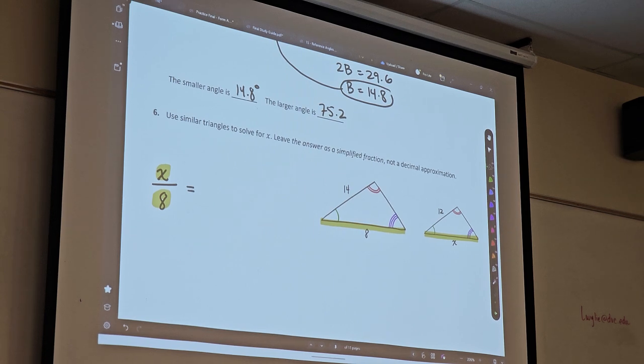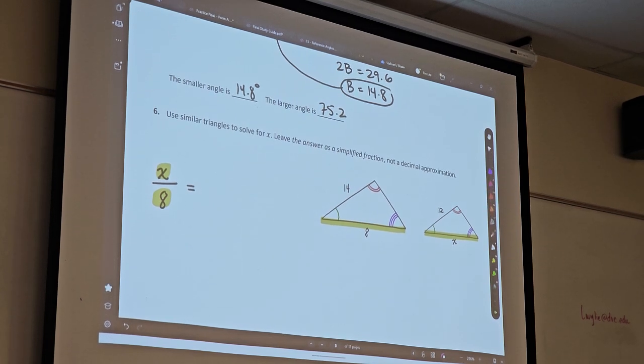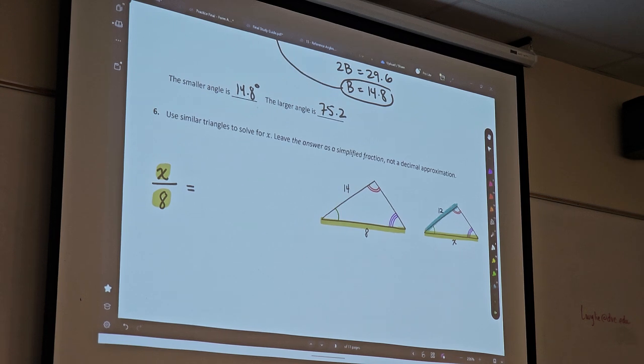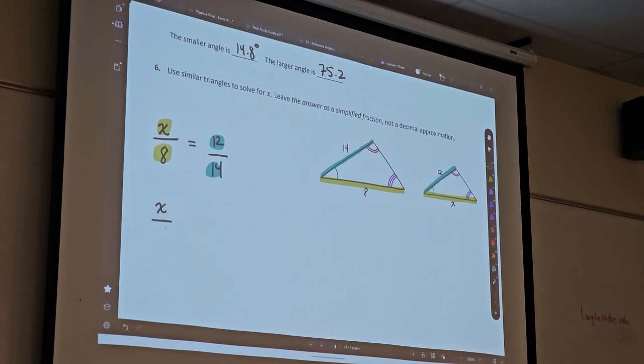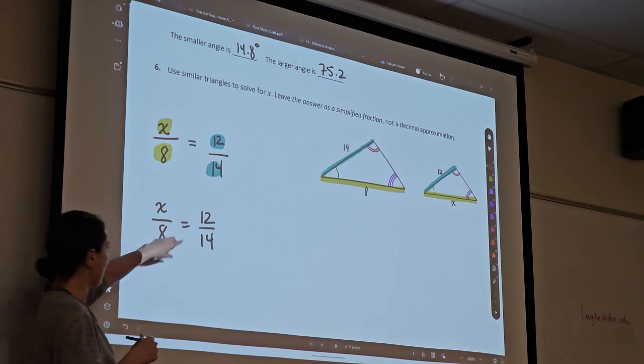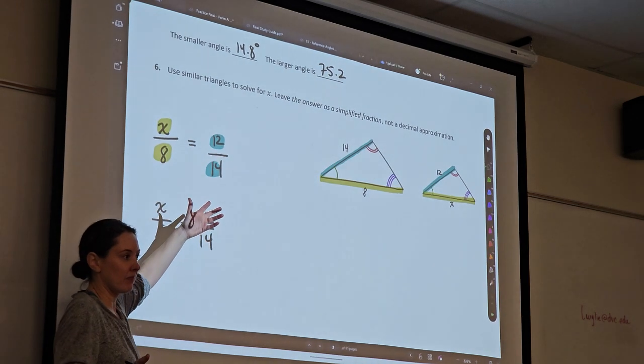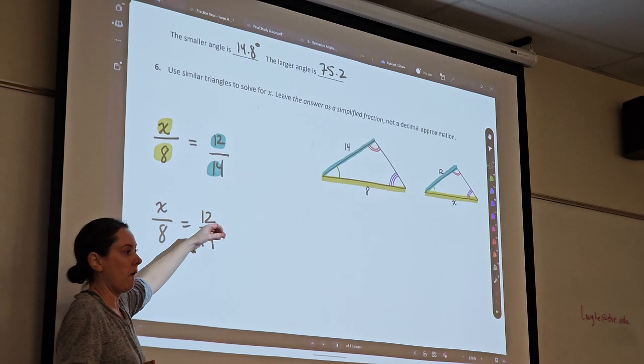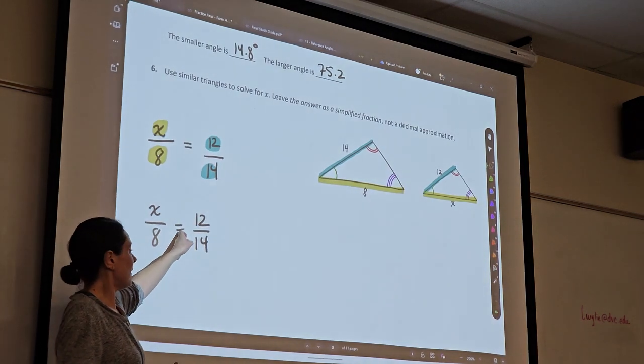As equals, since I started with the small triangle, I better start with the small triangle again. 12 compares to 14. Right? X divided by 8 is 12 over 14. You could simplify 12/14 if you want right now. Make my life easier. I don't have to though.